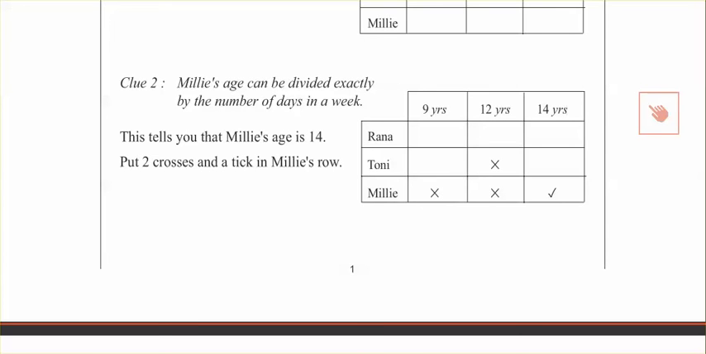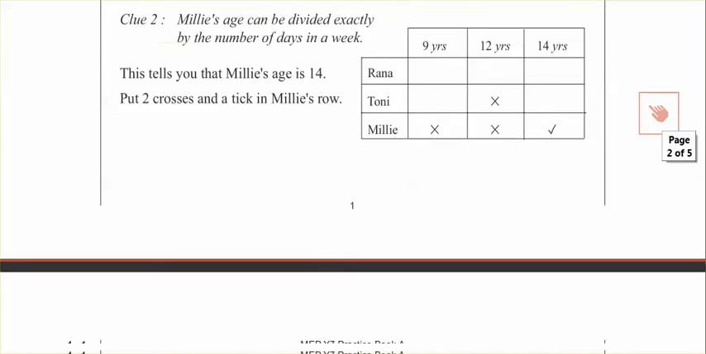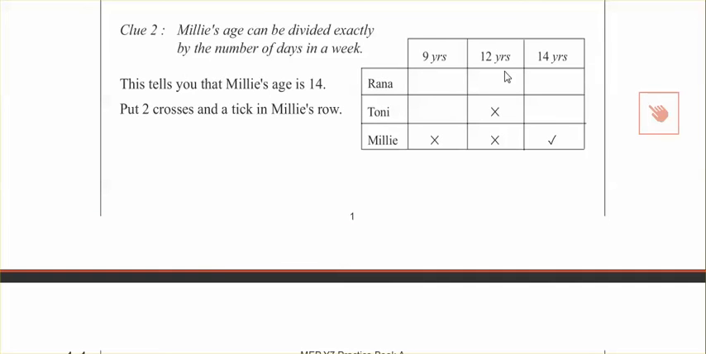Well, think back to this one. I should have said it earlier. It tells you Tony's age is not in the 4 times table, so we can cross that. Why didn't we put a tick there and there? Because it can't be both ages. So even though we know they're not 12, we don't know whether they're 14 or 9. However, for Millie, we know she's not 9 or 12, so she must be 14.